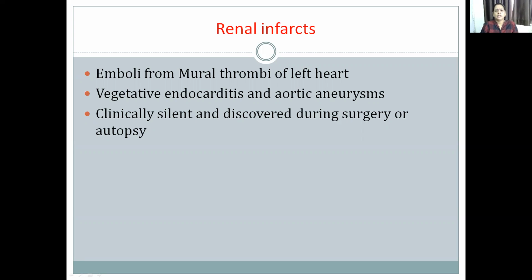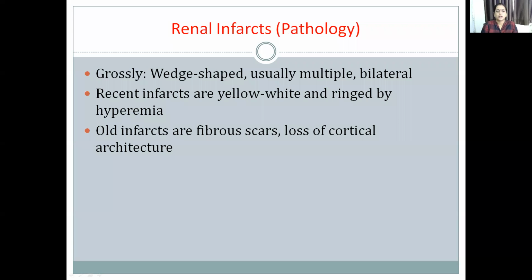Now coming to the other one, that is renal infarcts, caused by emboli from mural thrombi of the left heart, vegetative endocarditis or aortic aneurysms. They can be clinically silent and can be discovered during surgery or autopsy. How do they look? Renal infarcts are usually wedge-shaped or multiple and bilateral. Recent infarcts are yellow-white ringed by hyperemia. Old infarcts are fibrous scars with loss of cortical architecture.